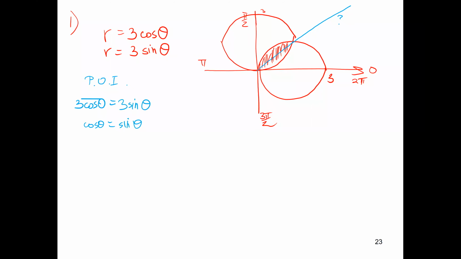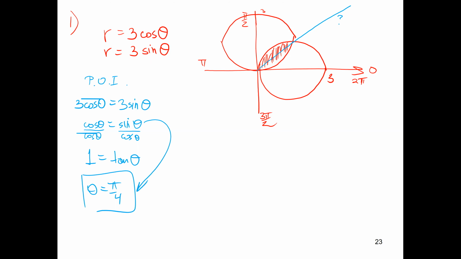Of course, it's pi over 4. Thank you, Ramiro. If we really like to see the solution, I can divide both sides by cosine theta. Cosine by cosine is 1. Sine by cosine is tangent. Tangent for what angle is 1? It's of course the same, pi over 4. But you may know right away that this is 45 degrees, pi over 4.